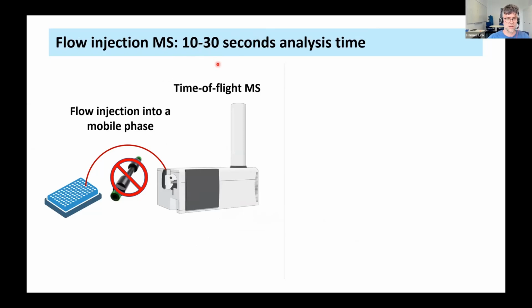30 second range, that's where we use flow injection mass spectrometry. And as I said, it's really simple. So there's no column involved. So we directly inject the sample into the mobile phase. It's a simple mobile phase, which enters then a high resolution mass spectrometer.